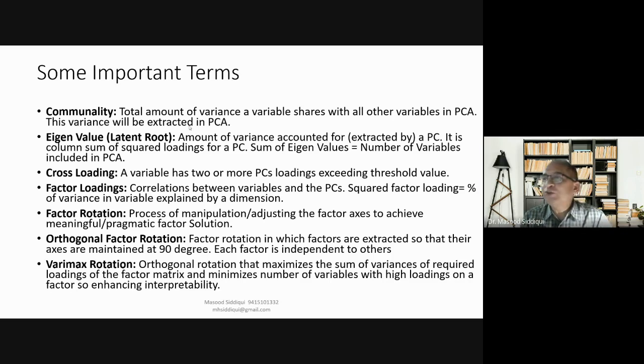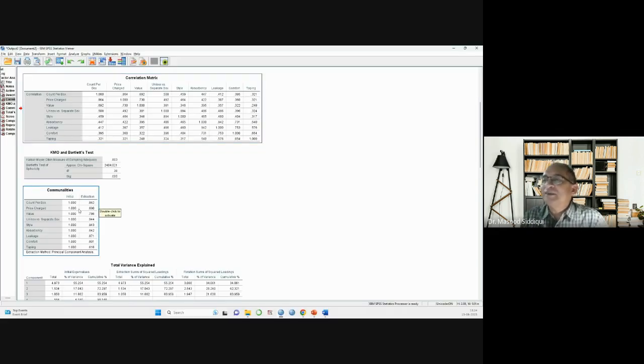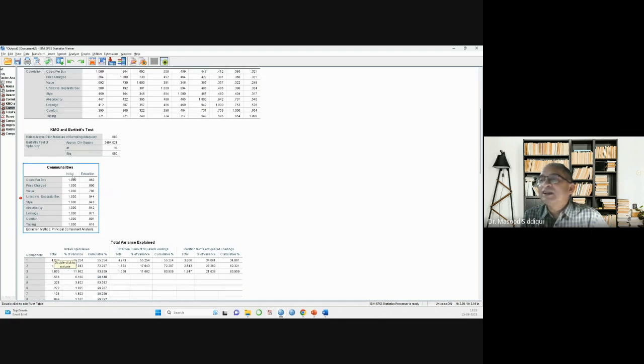So let me show you the output. This is the communality table. We are employing principal component analysis, which starts with the complete variation. So this is 100% of variation. Initial communalities are always 1 for the principal component. Extraction is written here. From count per box, 86.2% of the variation is being extracted.